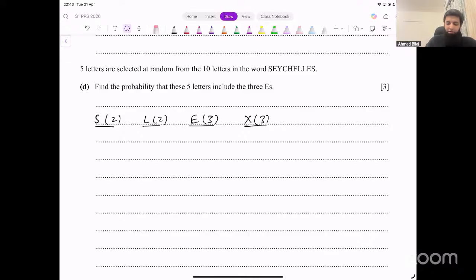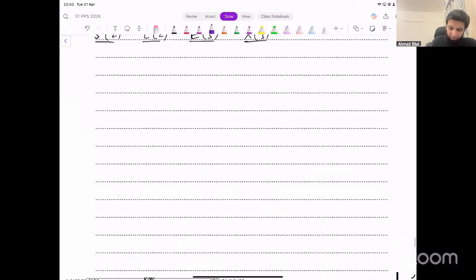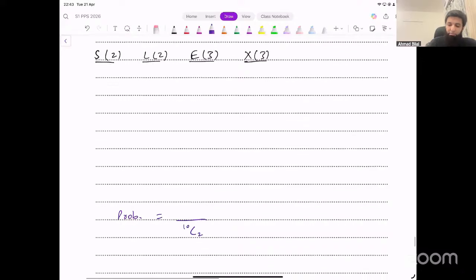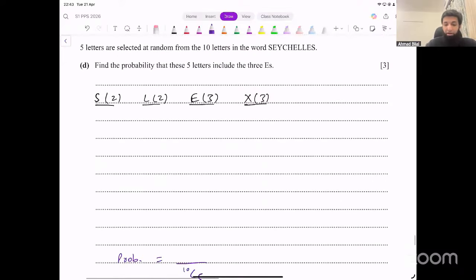Now, what is it that we're looking for? 5 letters are selected out of 10 letters in total. So the denominator of this probability is just going to be 10C5. Because remember, we're considering all letters as different. We're finding probability. That's what you need to remember for this. We consider all letters different for finding probability.